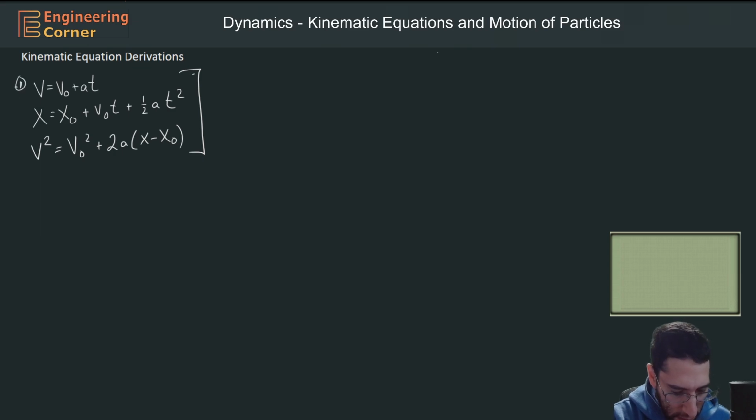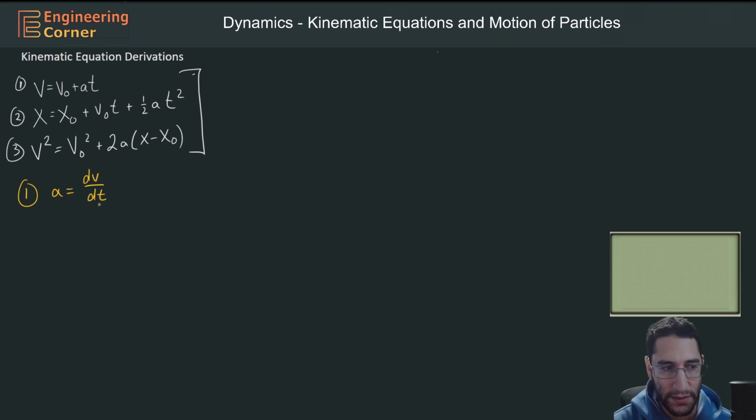If I just call this equation 1, this equation 2, and this equation 3, what I want to do first is derive equation 1. And to derive equation 1, I'm going to go back to the equation I have that my acceleration is going to be equal to the change in velocity, dv over dt. And what I want to do, just like we did before, is separate this and integrate. So I'll have my acceleration times dt is equal to dv. And I said I want to integrate.